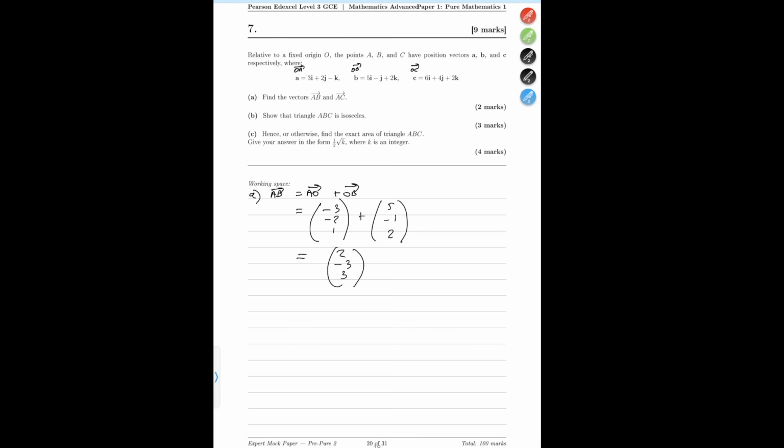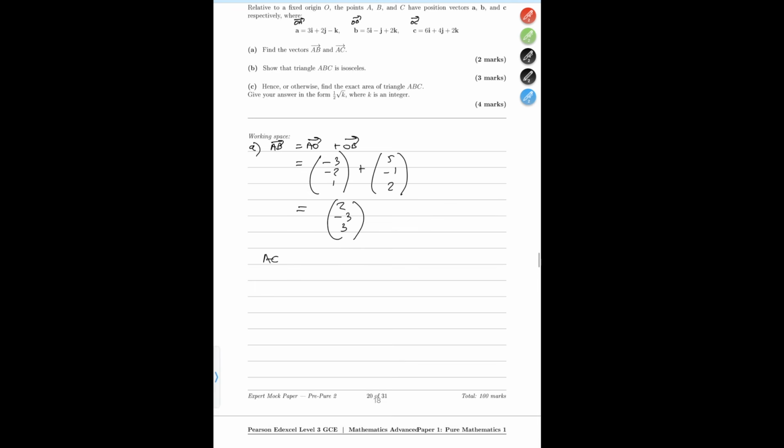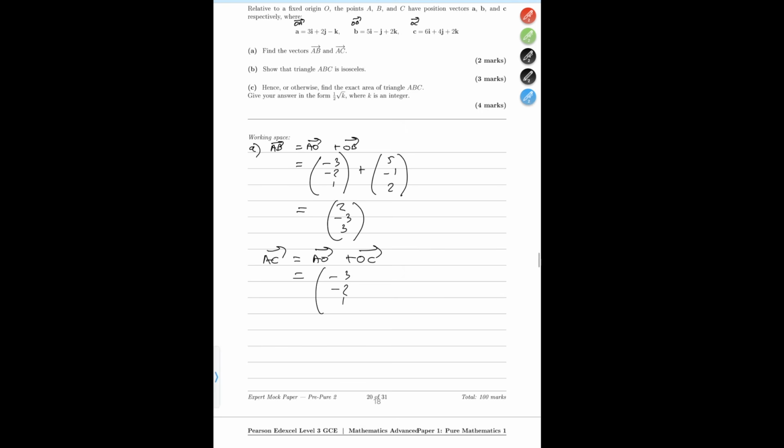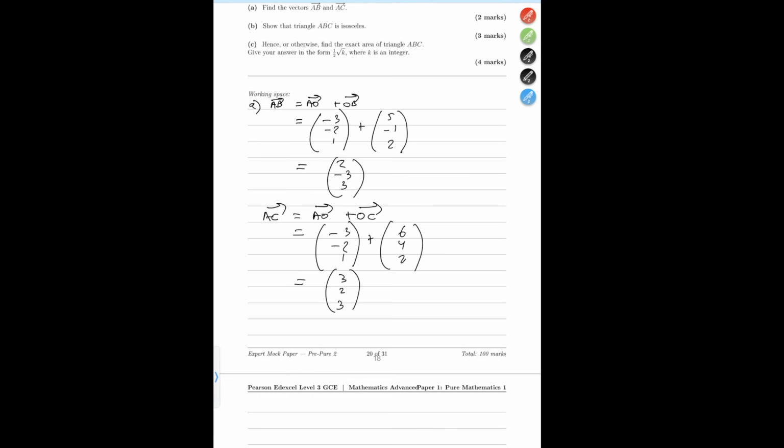We can do the exact same thing now for A to C, because that is A to O plus O to C. So that will give us minus 3, minus 2, 1, plus 6, 4, 2, which gives you 3, 2, 3. You can write it in this form, or you can write it in IJK form. So 2, minus 3, 3, and 3, 2, 3 for your answers.